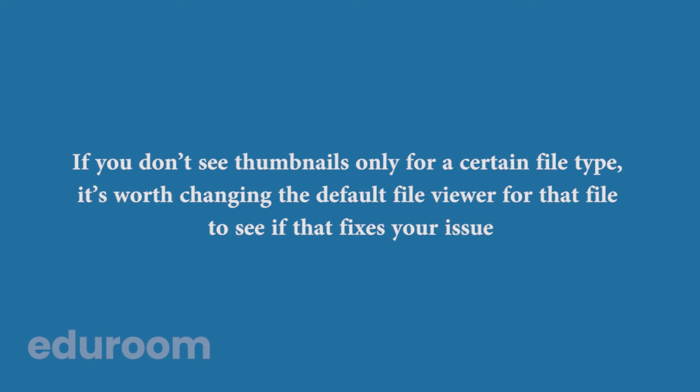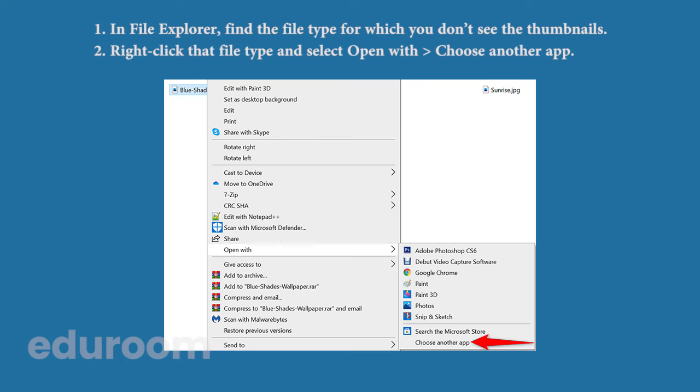If you don't see thumbnails only for a certain file type, it's worth changing the default file viewer for that file to see if that fixes your issue. In File Explorer, find the file type for which you don't see the thumbnails. Right-click that file type and select Open with, Choose Another app.